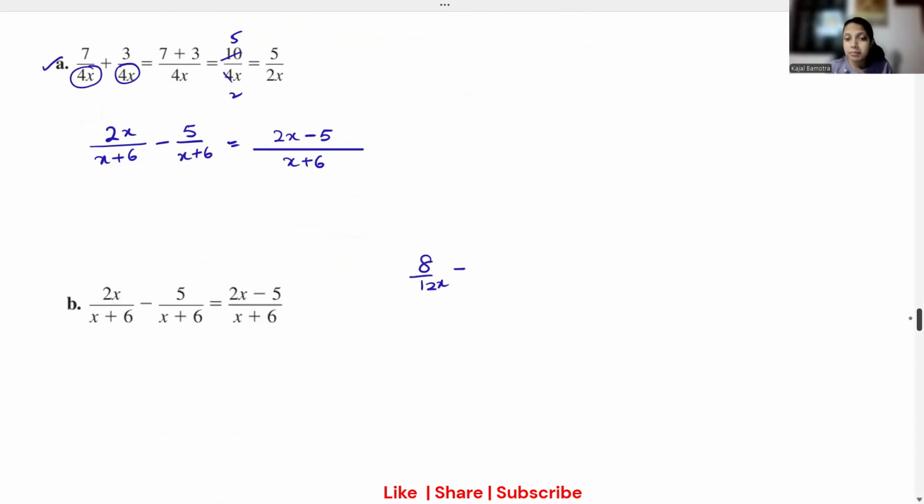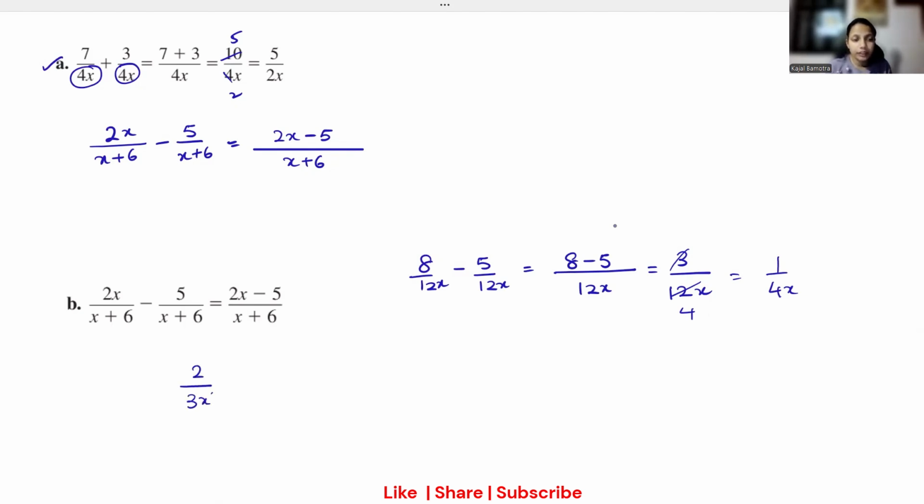8 by 12x minus 5 over 12x. Both have 12x as a common denominator, so 8 minus 5 is 3 over 12x. I can cancel directly: 3 fours are 12, so 1 by 4x. If you have 2 over 3x cube plus 1 over 3x cube, I will write 3 over 3x cube. 3 and 3 cancel, only 1 by x cube is left.